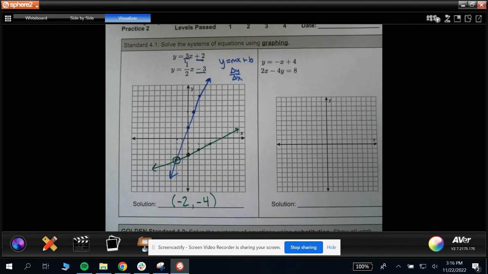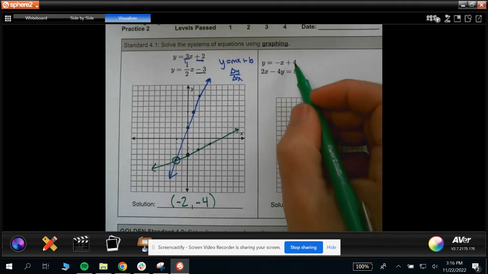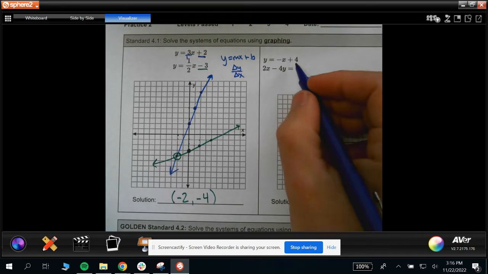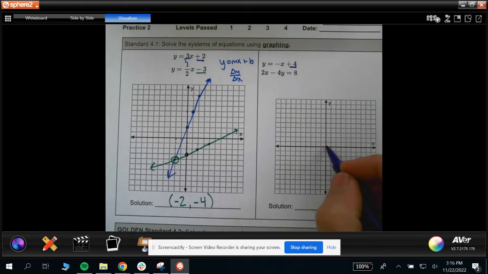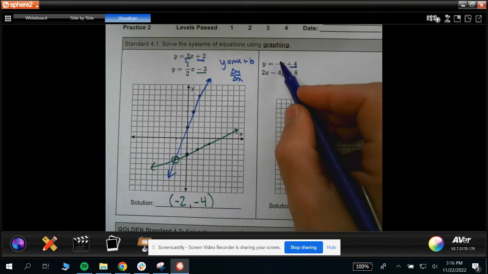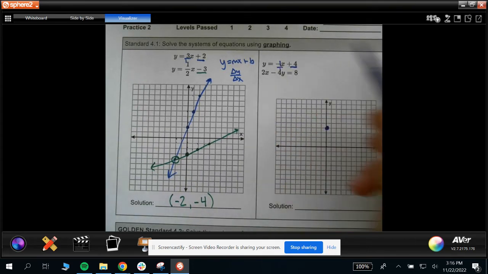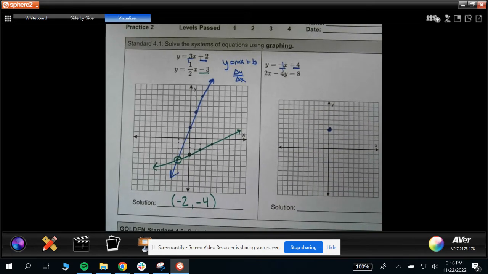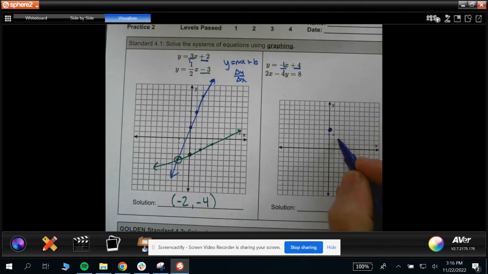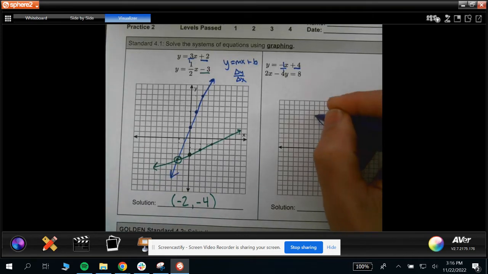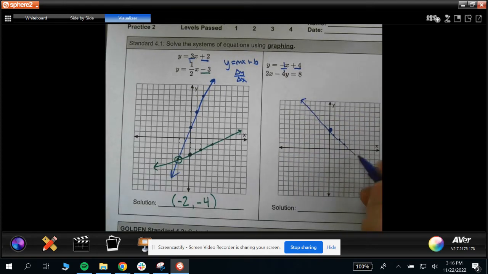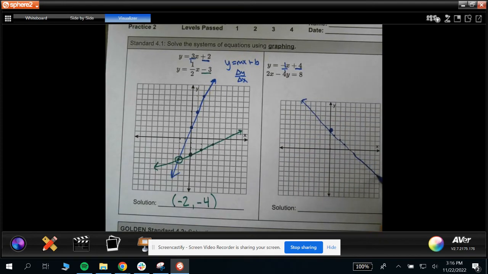All right, let's do the second one. Same thing over here. Our y equals mx plus b. Y equals -x plus 4. So plus 4, start at 0, go up 1, 2, 3, 4. And then -x. That's like -1 over 1. There's a -1 hiding right there. So I go down 1, 1 to the right, down 1, 1 to the right, down 1, 1 to the right. And my line kind of looks like that right there.